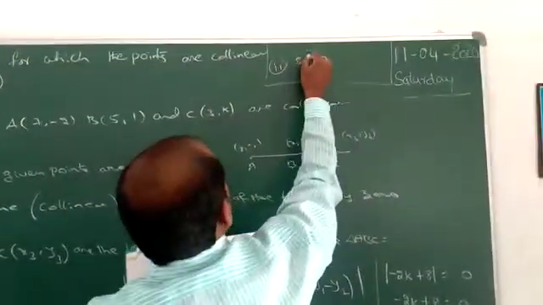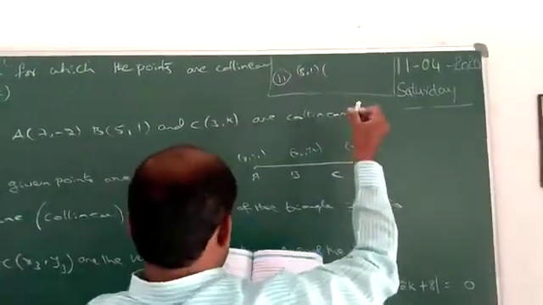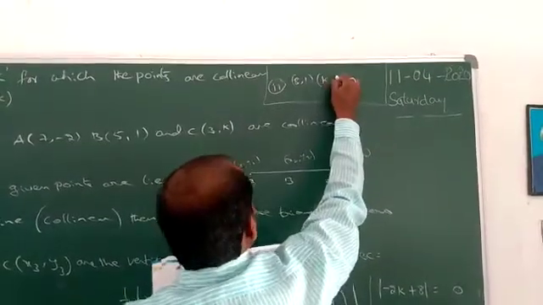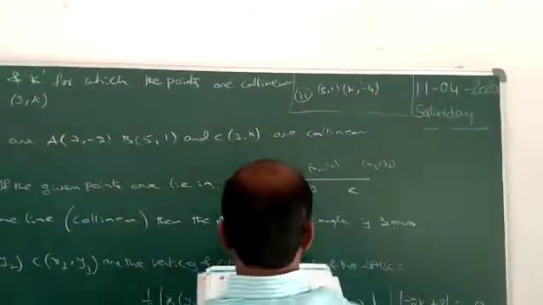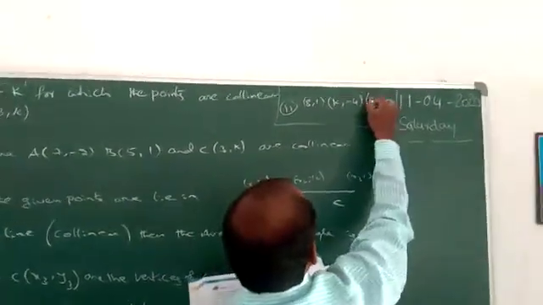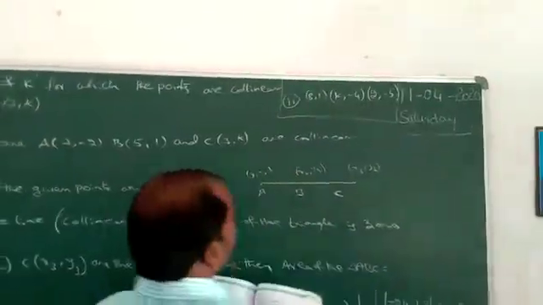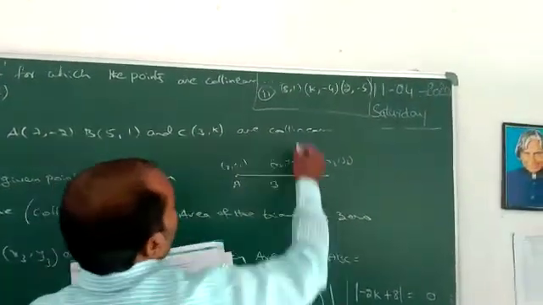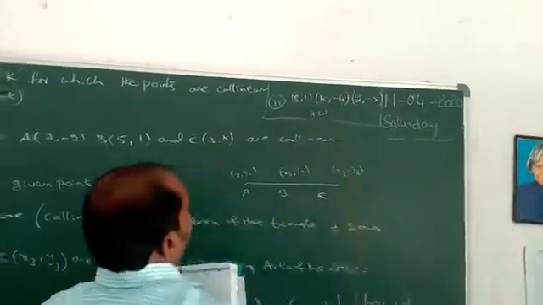That is (8, 1), the first point, that is A. Second point (k, -4), that is B. Third point (2, -5), that is the third point. So do this one as homework. The third bit is also there. I will do it next class, the third bit.